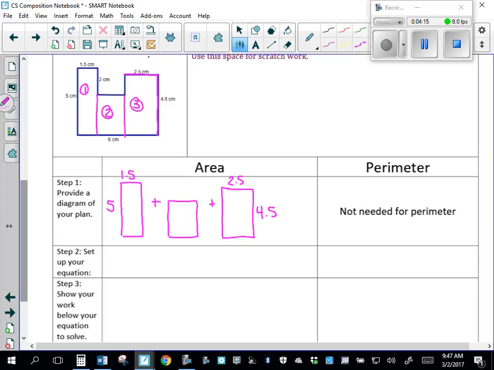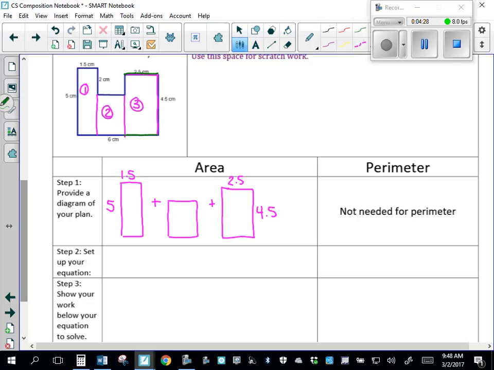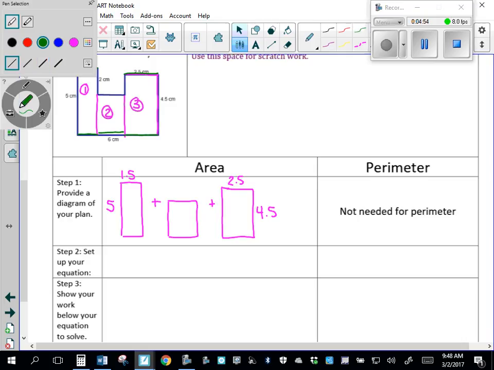So the trick is to figure out the measurements of the second rectangle. If you look at the complex figure, the distance from here to here is 2.5, which would be the same here. And this distance is 1.5, which is the same here. So I need to figure out this distance. That distance has to be the third value that when added with the 1.5 and the 2.5, the 3 of them have to make 6 units.